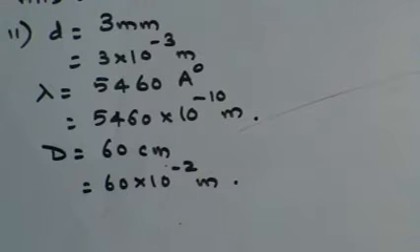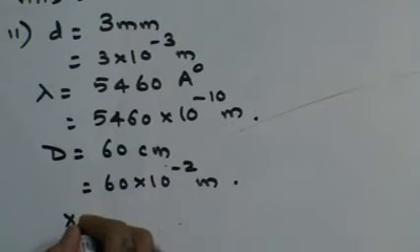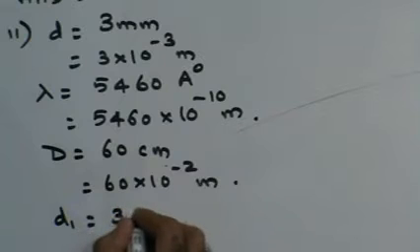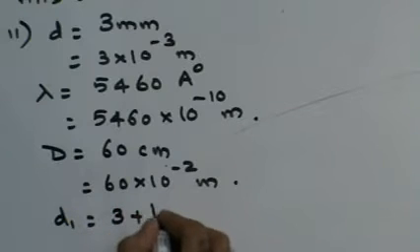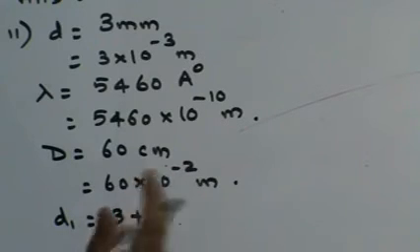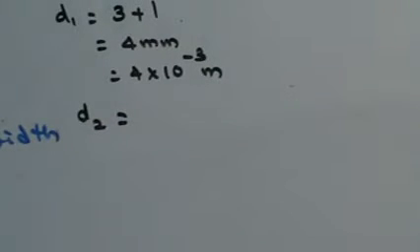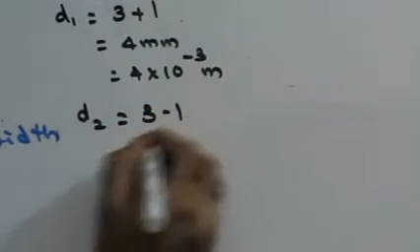Find the change in the fringe width if the distance between the slits, first part of the question, is increased by 1 millimeter. Second part of the question, is decreased by 1 millimeter.